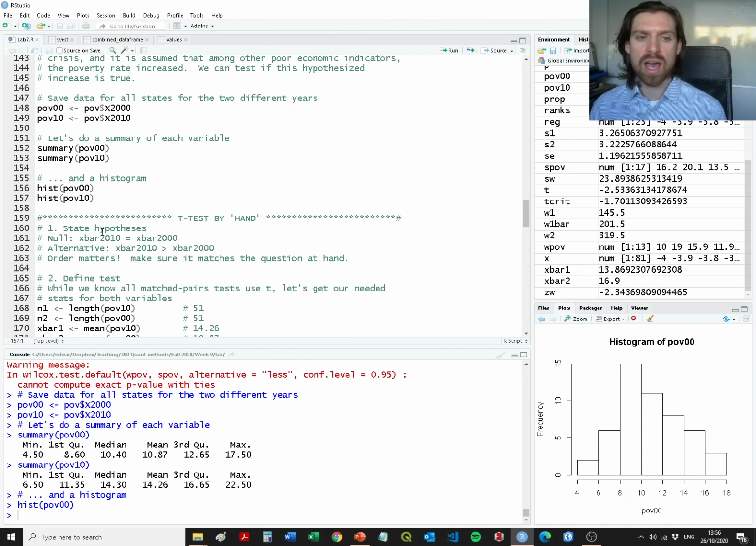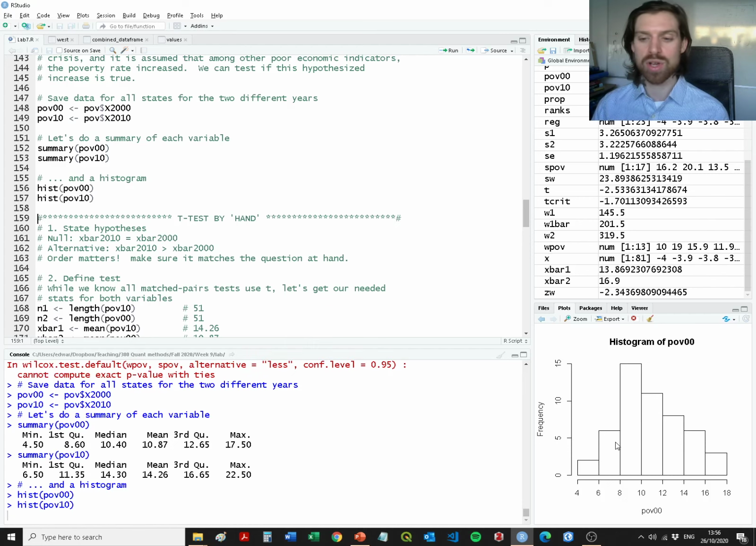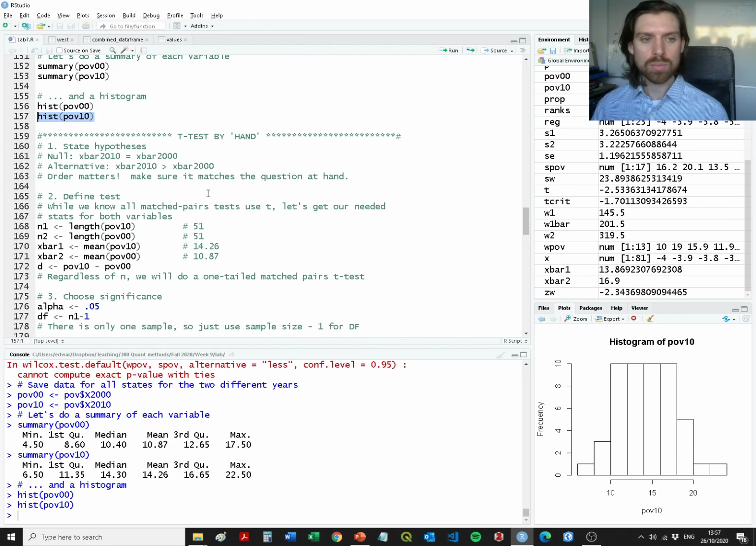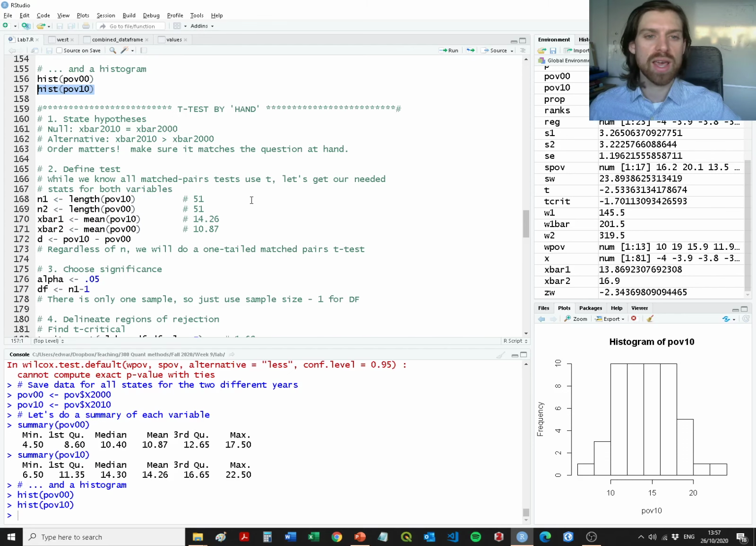And if you look at how these poverty rates are actually distributed, it's quite interesting. That's really quite nicely distributed in terms of the normal distribution, the bell-shaped curve, and it's also quite nicely distributed for the 2010 data. So that provides us with a bit of an overview of the context.